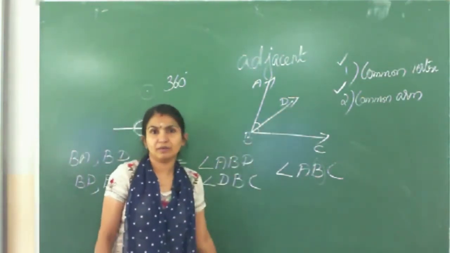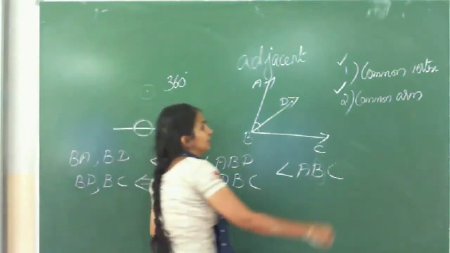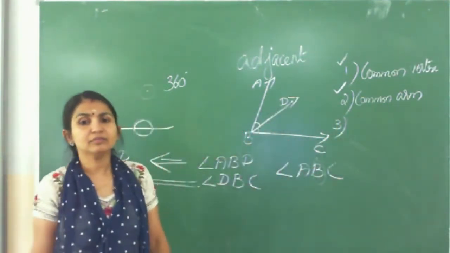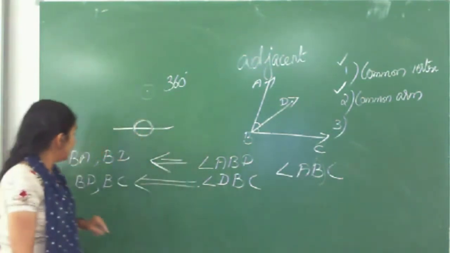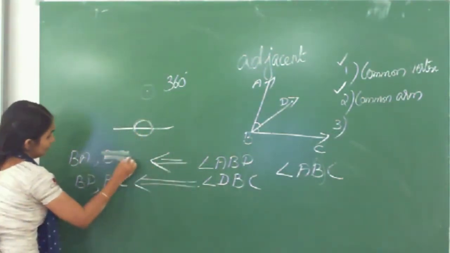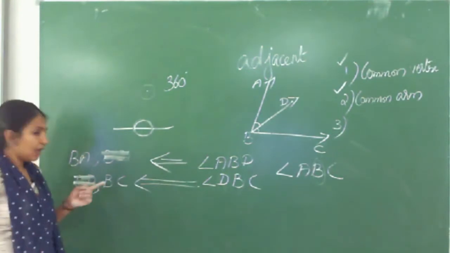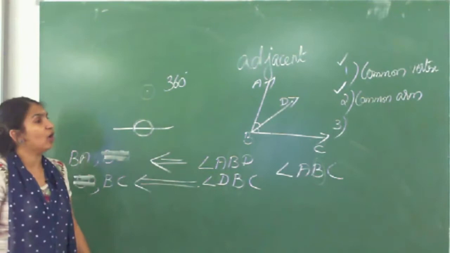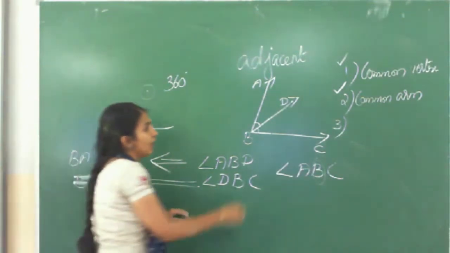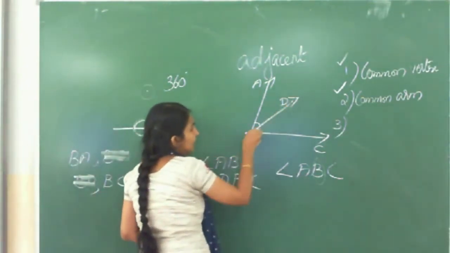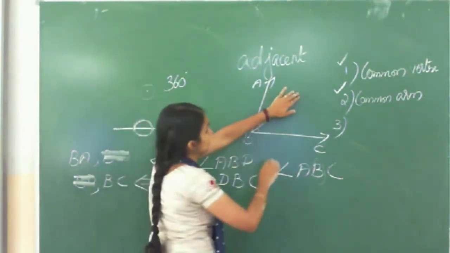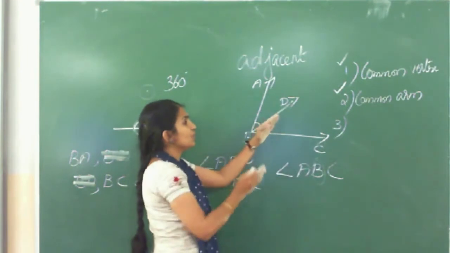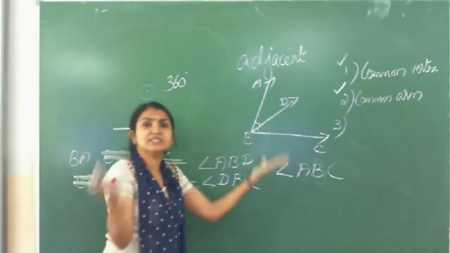What is meant by this common arm. Now the third point is the other arms. We discussed the common arm, that is BD. The other two arms should be on the opposite side of the common arm. The common arm is BD. The other arms are BC and AB, or BA. They should be on the other two sides, the opposite sides.